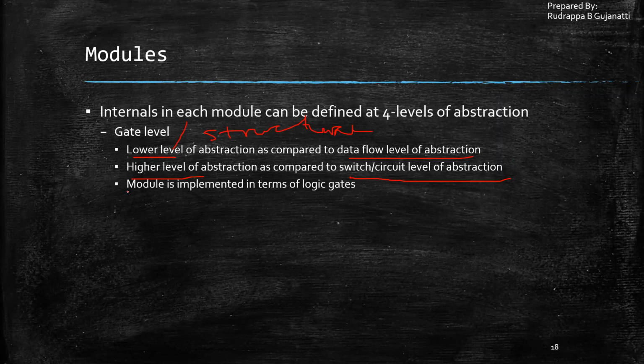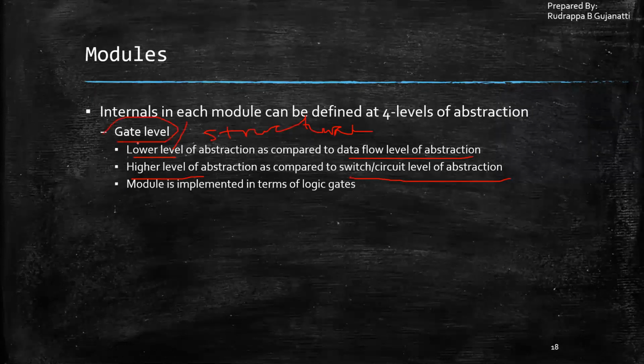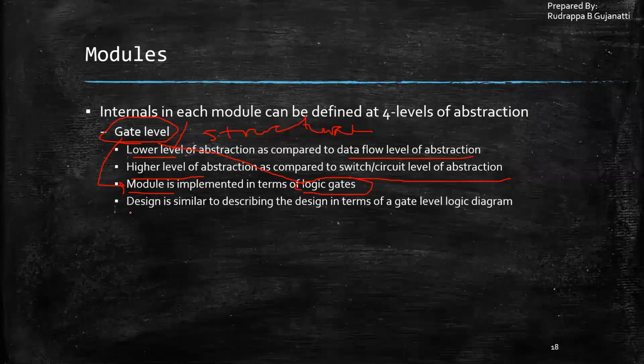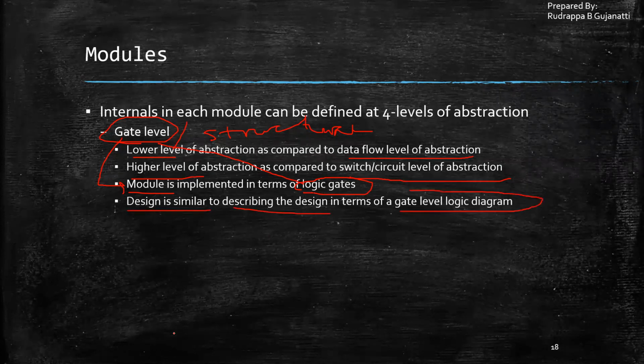The name itself tells gate level. When we want to implement the module, we make use of the logic gates. Apart from that, we can make use of components like mux, demux, and other such things. Designing the digital circuit here will be somewhat similar to describing the design in terms of the gate level logic diagram. So we'll be specifying it in that form.